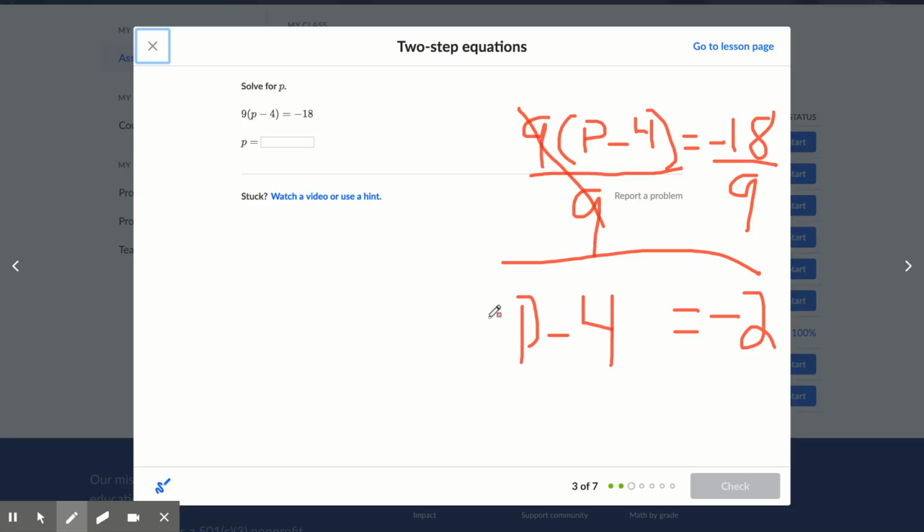Now, if you look at this, you see I have nothing by my variable. I do not have a coefficient. It's understood as a 1. So all I have to do is just do a one-step problem, and that's going to be changing that negative 4 to a positive 4.